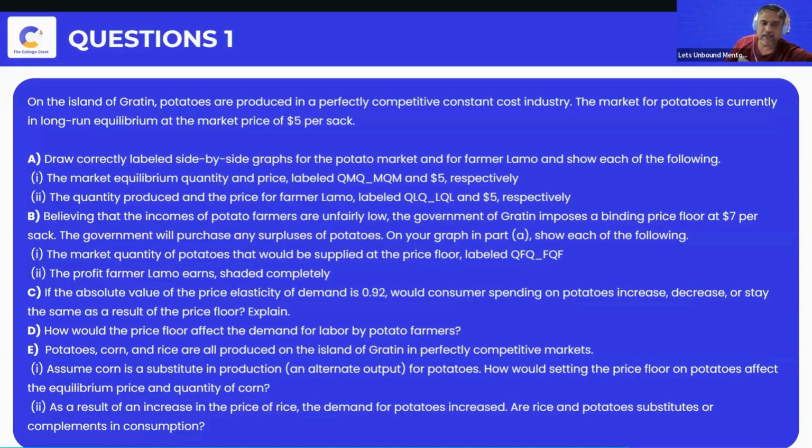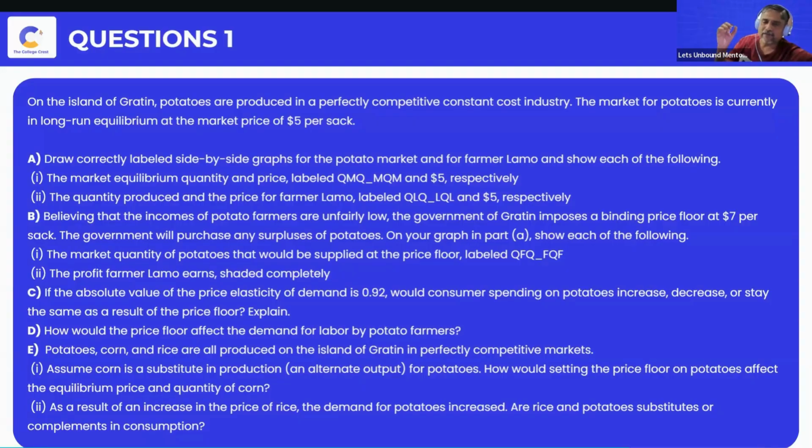Okay, similarly part E, it says potatoes, corn and rice are all produced on the island of Gratin in perfectly competitive markets. Again, assume corn is a substitute. So now they are moving to the theory of substitutes and complements, right? So part 1, they are asking how would setting the price floor on potatoes affect the equilibrium price? Similarly, part 2, they are saying as a result of an increase in the price of rice, the demand for potatoes increases. So are rice and potatoes substitutes or complements? Basically we know from the consumption theory that they are substitutes.